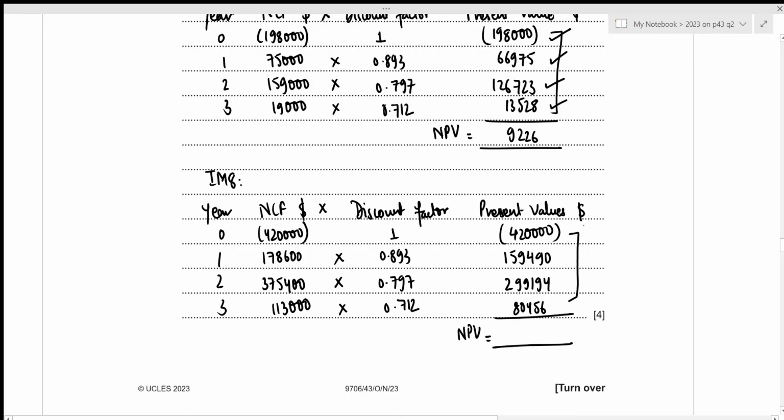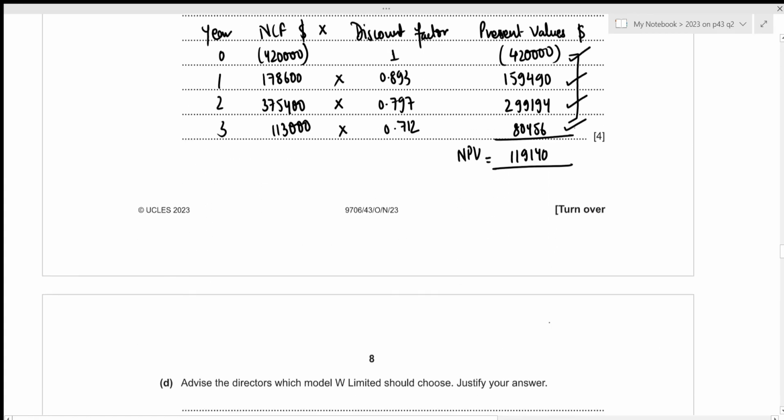Now we need to calculate the net present value. And that will be minus 420,000 plus 159,490 plus 299,194 plus 80,456, which results in the positive value of 119,140. This completes the third part of this question.